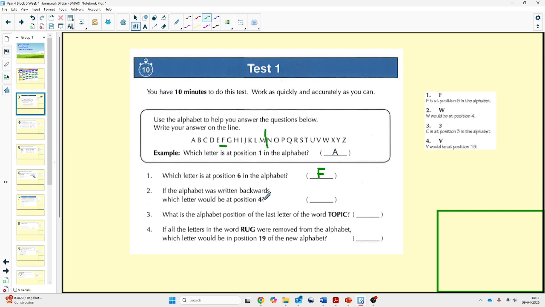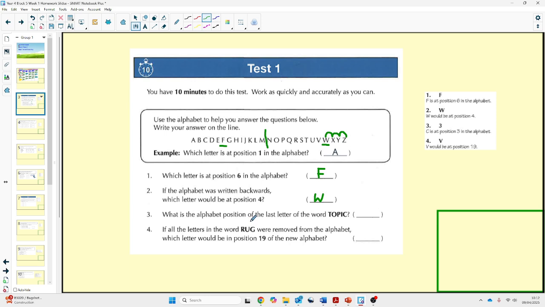If the alphabet was written backwards, which letter would be at position 4? So again, we go to the end of the alphabet. Let's count back. 1, 2, 3, 4. We've got the W there. So that would be the 4th letter.